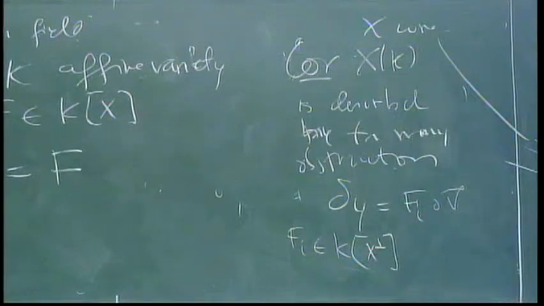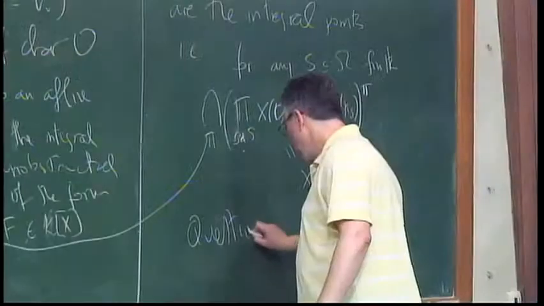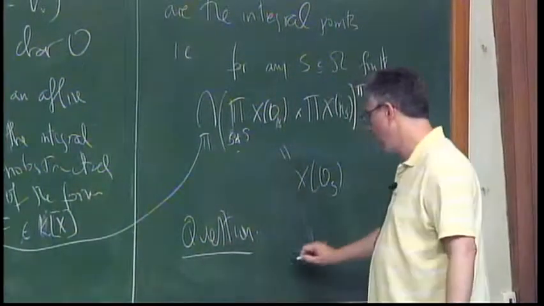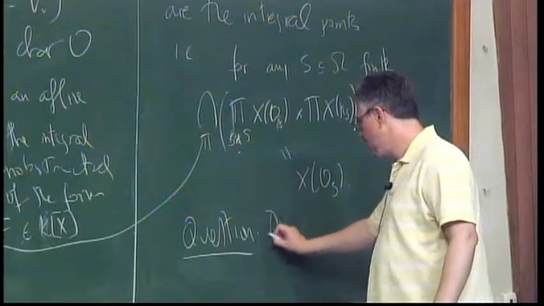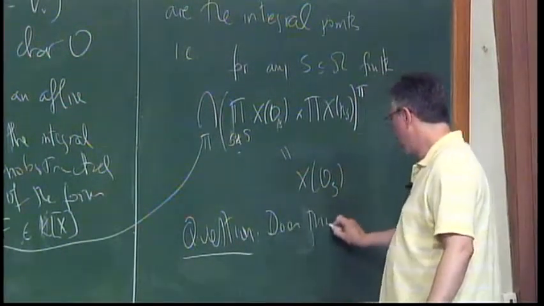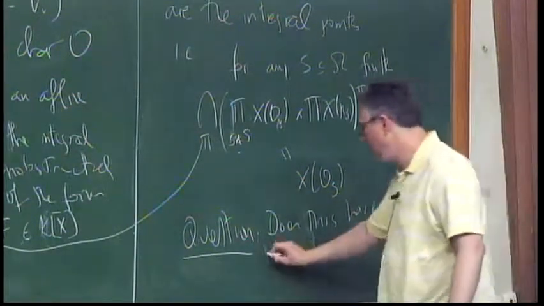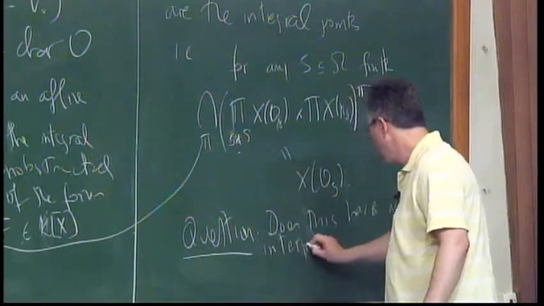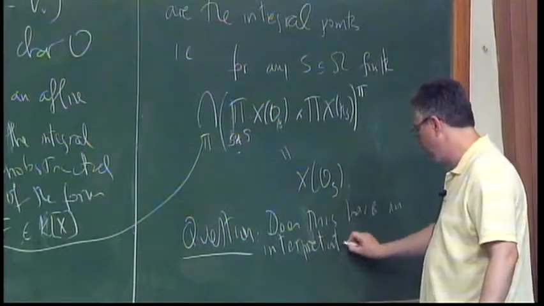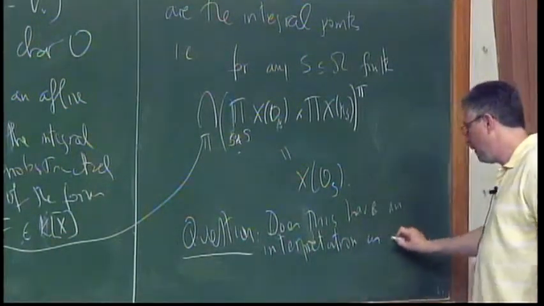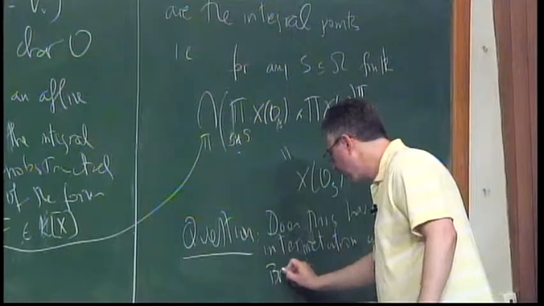Okay, the big question here, one question here, is: does this have an interpretation as some kind of Brauer obstruction?